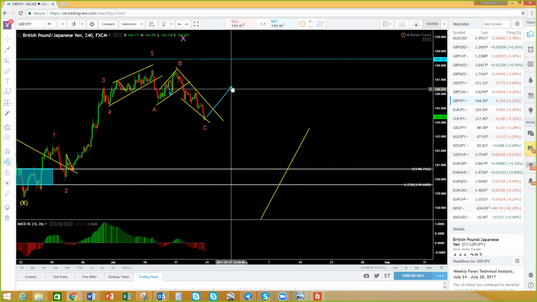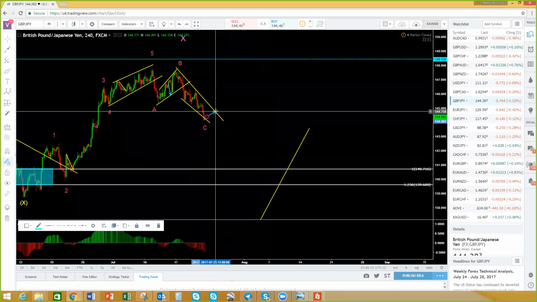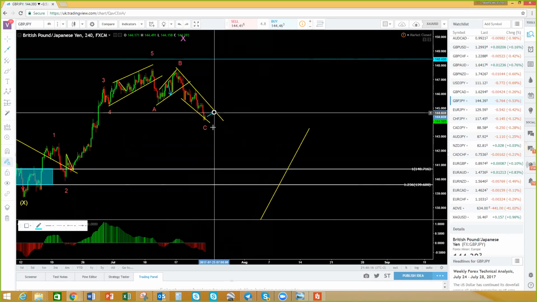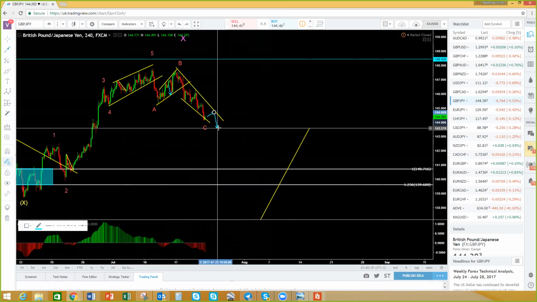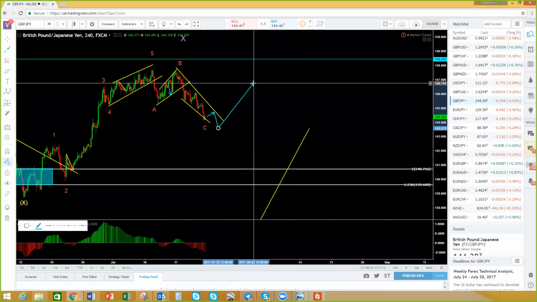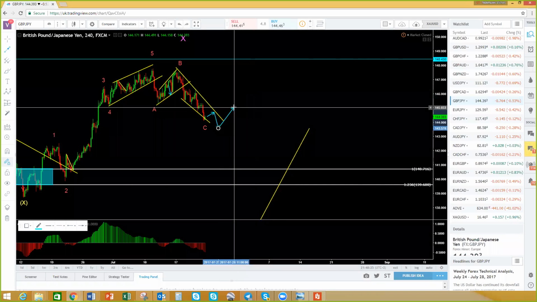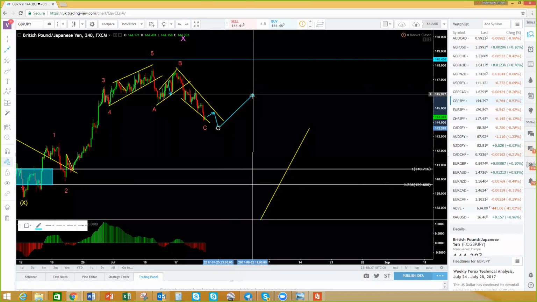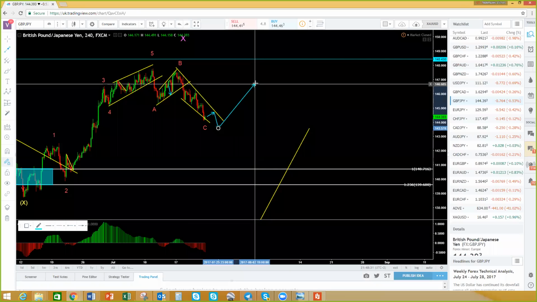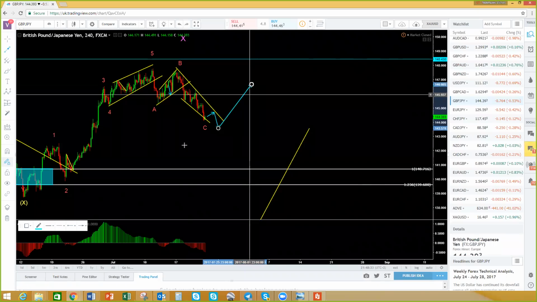What it could do first is something like this. Maybe another correction here. Go read the ending diagonal. I'll label it properly to see if it is completed. So then this is what I'm anticipating. It could go, or this. Yeah, so it could go from here. So we're just gonna see what happens.